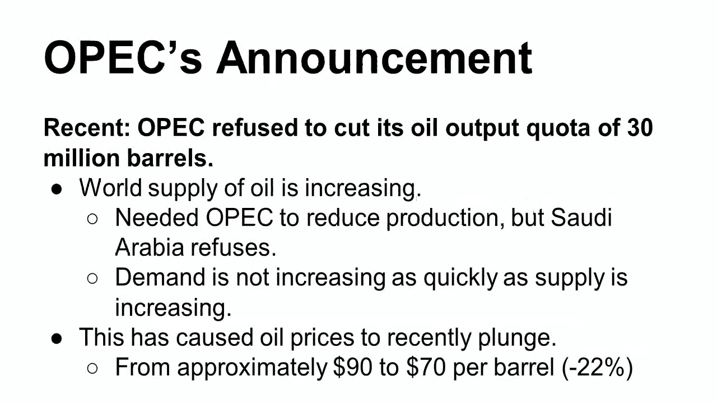Because of this, the world was expecting OPEC to cut their oil output by their oil output quota of 30 million barrels. But last week, OPEC made an announcement saying that they don't want to cut production, and in particular, Saudi Arabia does not want to cut production. This announcement means that the world supply of oil will only increase. It is very important to note that the demand for oil is not increasing fast enough as the supply of oil is increasing, so therefore, by the law of supply and demand, the price per barrel of oil will fall, which it did from $90 to $70 last week.